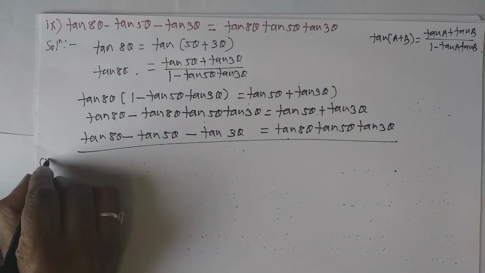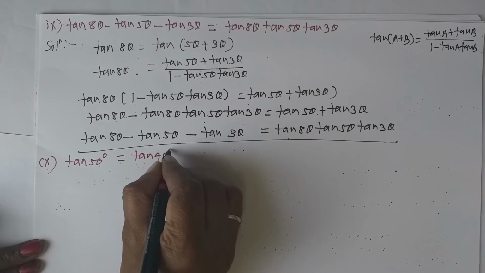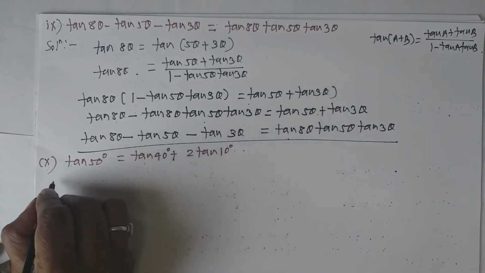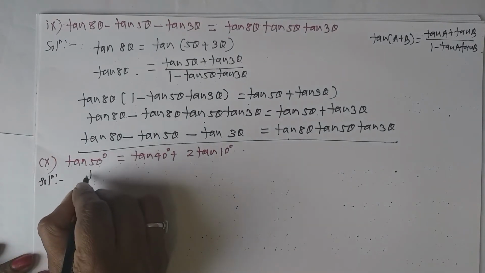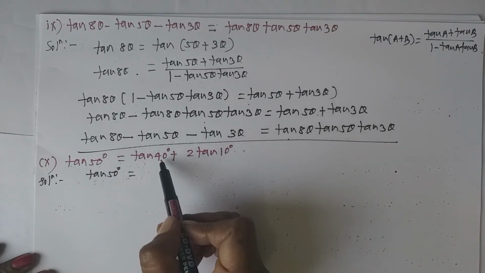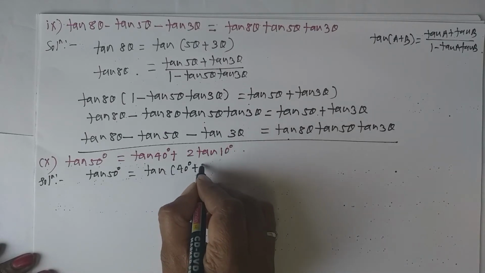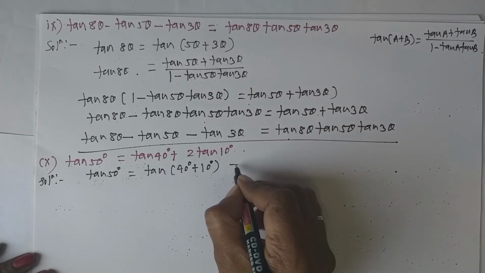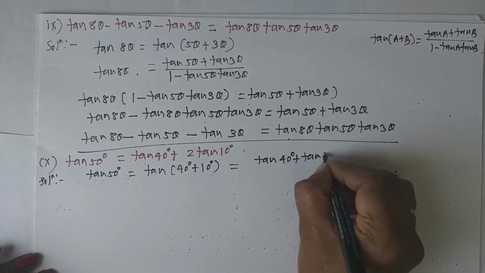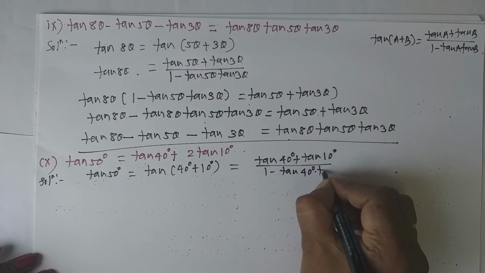Prove the following. This is our 10th problem. Tan 50 degree is equal to tan 40 degree plus 2 times tan 10 degree. Now in the same way, in the solution, you write down this tan 50 degree. Here the angles are 50, 40, 10. 50 degree can be written as tan of 40 degree plus 10 degree. Use again the formula of tan A plus B. This will be tan 40 plus tan 10 degree divided by 1 minus tan 40 into tan 10 degree.